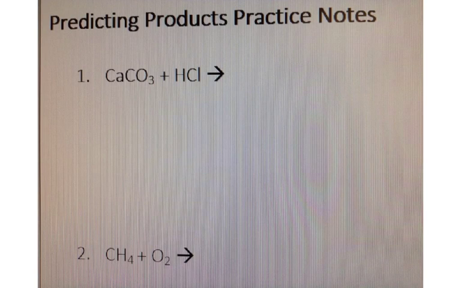So the first one that we're going to do is look for if it's a combustion reaction. So we're going to look for a hydrocarbon plus oxygen. In this case, we don't have a hydrocarbon or oxygen, so we're good to go on that. So we know that it's not a combustion reaction. So next I'm going to label whether it's an element or a compound. So I have two compounds that are seen on here.